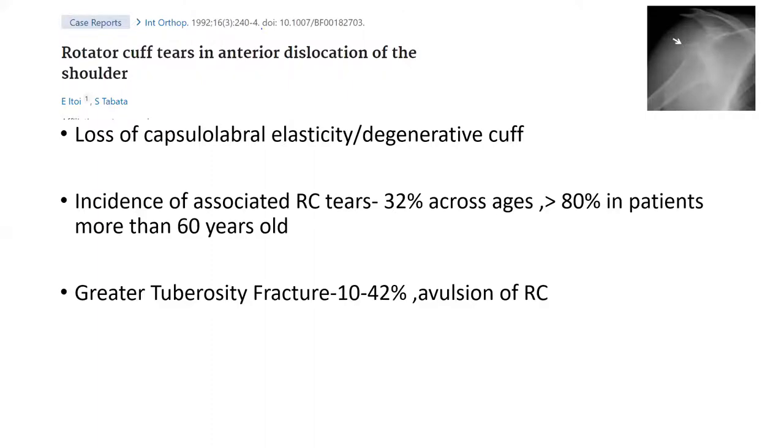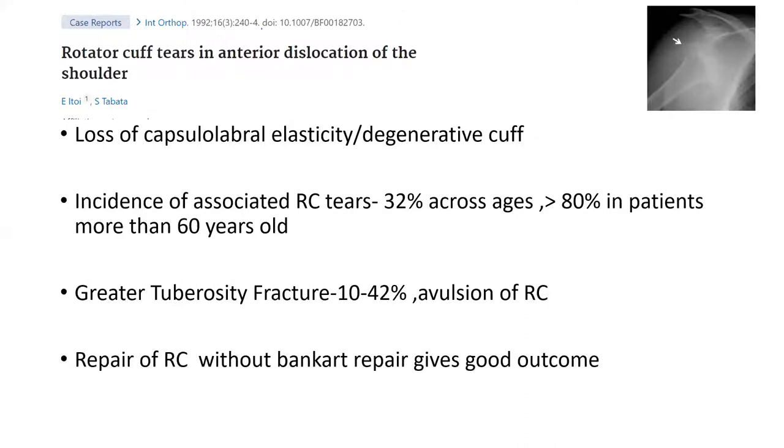And the incidence of rotator cuff tear may be more than 80% in patients older than 60 years. The presence of a greater tuberosity fracture associated with shoulder dislocation in the elderly may actually represent avulsion of the rotator cuff. And repair of the rotator cuff without Bankart repair gives a good outcome in them.